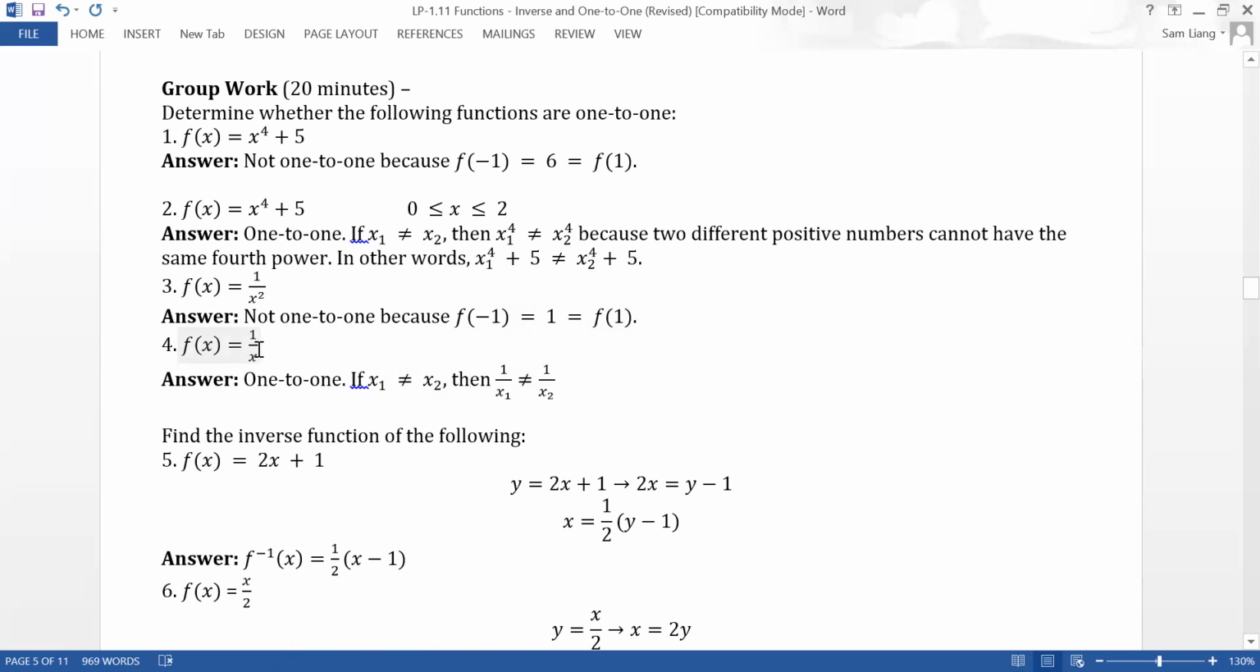And remember, yeah, as always, you can use the horizontal line test for these questions. Okay, but yeah, if you need the solutions for 1 through 4, please pause the video here. Otherwise, I'll move on to 5 and 6.